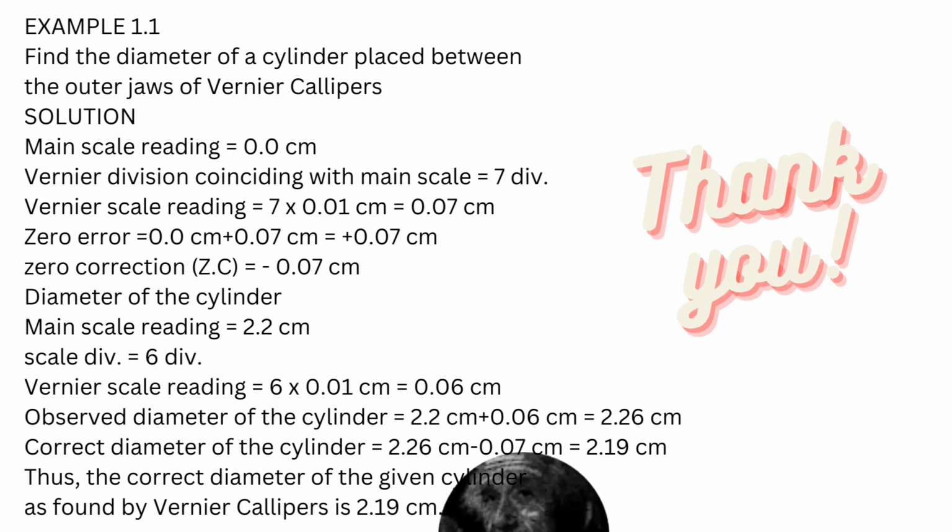Our zero error is 0.0 centimeter. Add it to the Vernier division coinciding with the main scale divisions, which becomes positive 0.07 centimeter. So the diameter of the cylinder will be: main scale reading 2.2 centimeter, and Vernier scale division is 6 divisions. So Vernier scale reading, multiply the divisions with the least count, which becomes 0.06 centimeter. So add the correction, which is 0.07, to the 2.26, which will become 2.29.